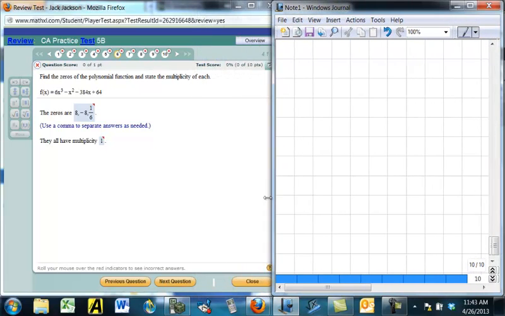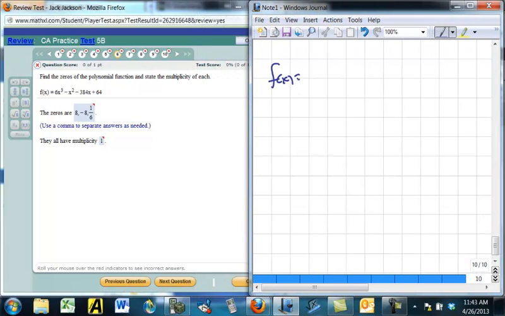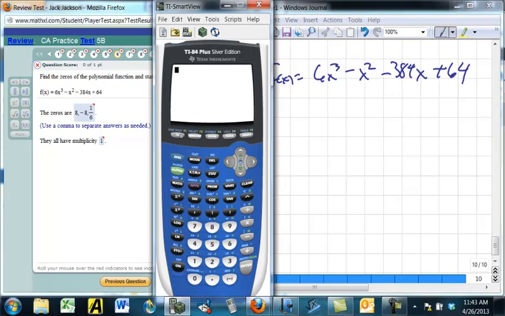Find the zeros of this polynomial. Okay, f of x equals 6x cubed minus x squared minus 384x plus 64. Well, if you've got a calculator, just graph it. Now, it's a cubic, so we're looking for 3 roots. Some of them may be the same root more than once, but we're looking for 3 places where this touches the x-axis, or possibly some multiple roots. I don't know what to start with. Let's just start with the zoom standard. Okay, there's one, there's another one, and there's another one. So we can see our 3 things.